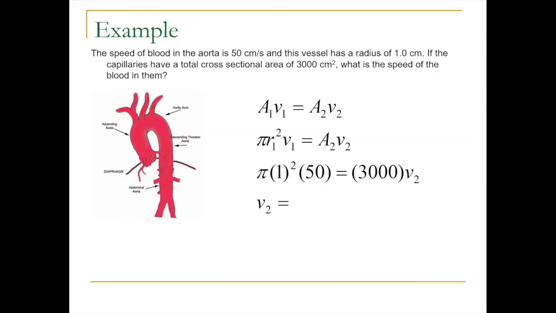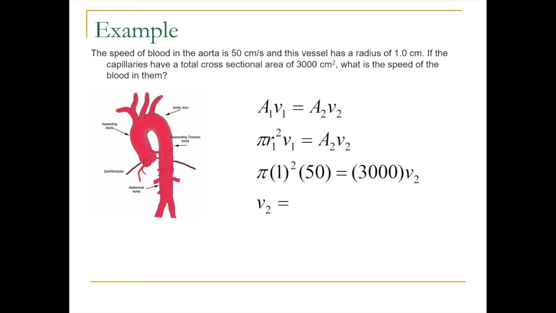So let's use this in an example, and I'm not a big biology fan, but let's be honest, there's a lot of fluid flow in our bodies. So the speed of blood in the aorta is 50 centimeters per second, and this vessel has a radius of 1 centimeter. If the capillaries have a total cross-sectional area of 3,000 centimeters squared, what is the speed of the blood in them?